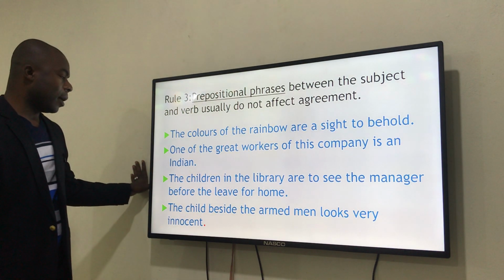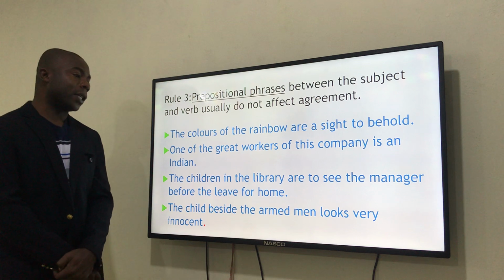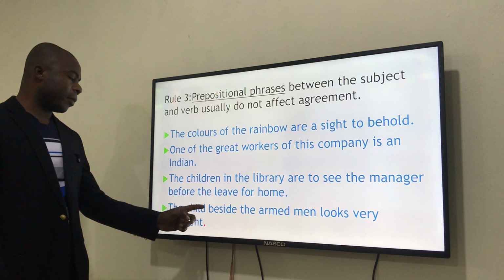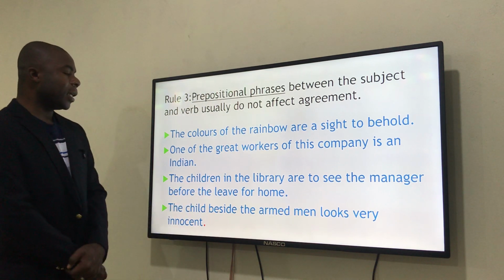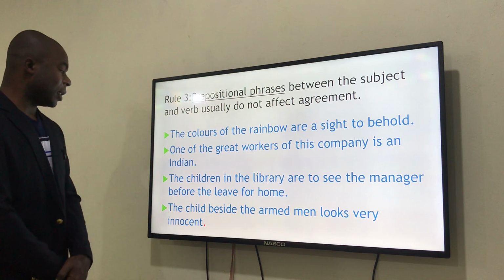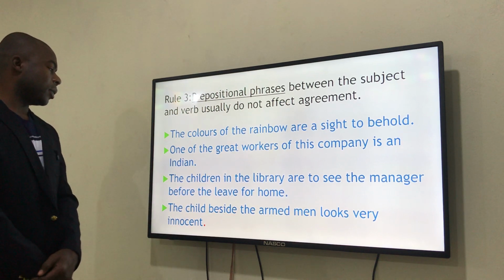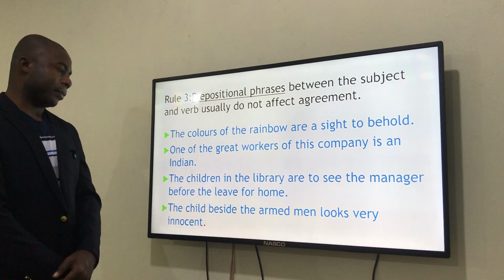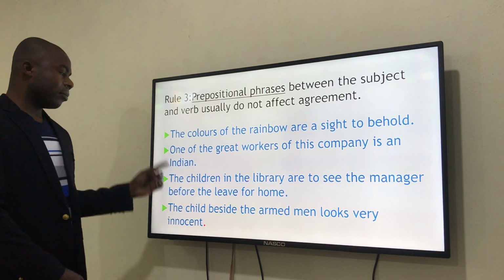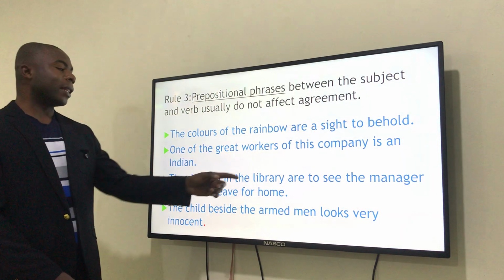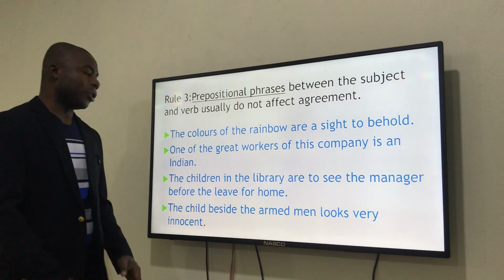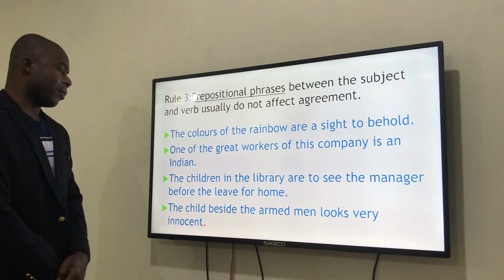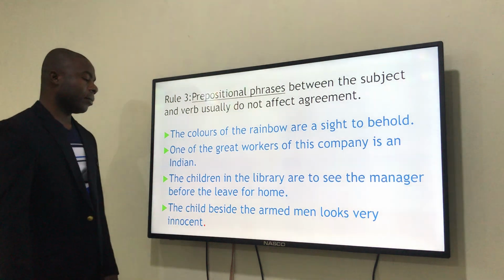And then the children in the library are to see the manager before they leave for home. There should be a Y here, before they leave. The children in the library are to see the manager before they leave for home. So the children, what is the prepositional phrase? In the library. So the children, subject, prepositional phrase, in the library. The verb is, of course, are. You can take away "in the library" and the sentence reads, the children are to see the manager before they leave for home.